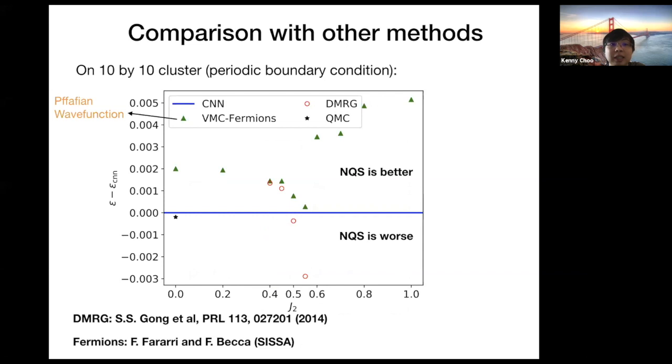So here we are looking at this 10 by 10 cluster, and we now compare with other variational approaches such as DMRG with the matrix product states, and also more traditional VMC wave functions, which are based on these pair product fermionic wave functions. And these results were very kindly provided by Francesco Ferrari and Federico Becca.